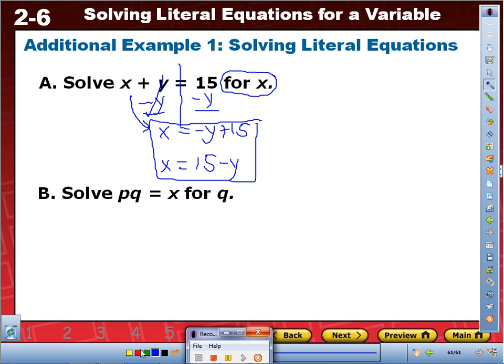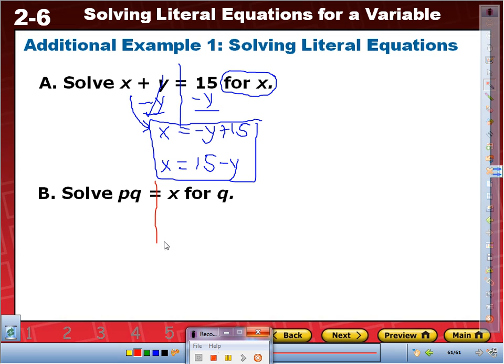All right, here we go. Let's do this one together. First of all, we have PQ equals X. Draw your line down the equal sign, so we can see which side is which. And then you're going to circle whatever they're asking you to find. What are they asking us to find? Q. So that's going to make us focus on our equation.